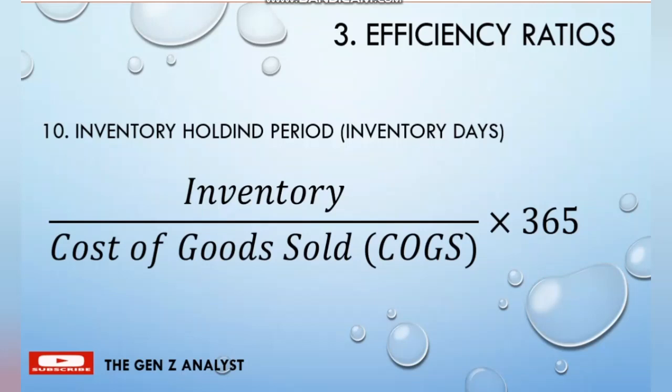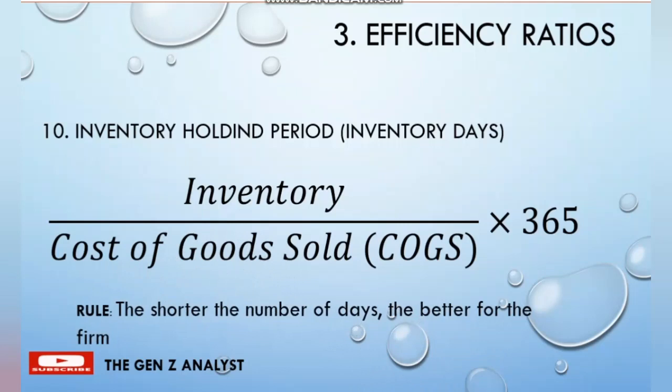So a rule of thumb is that the shorter the number of days, the better for the firm. Why? Because if the number of days is short, it means we are selling our inventory more quickly than our previous year, or than the average in the industry and all that.